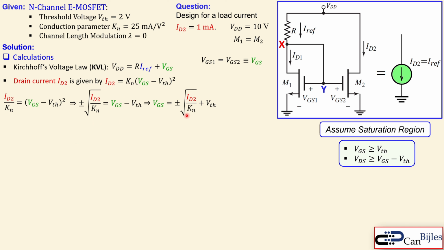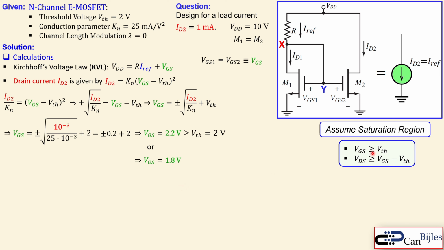One of them is the plus of the square root plus the V threshold, the other one with the minus sign. Now we can work it out by substituting the values we require for the drain current and also for the Kn, etc. Now you get these two values, which is VGS is 2.2 volts or VGS is 1.8 volts. Which one is now valid? This is larger than the threshold voltage. That means it is valid because of the saturation region conditions. This is less than the 2 volts of the threshold, so this is not fulfilling the first condition, so it is invalid.